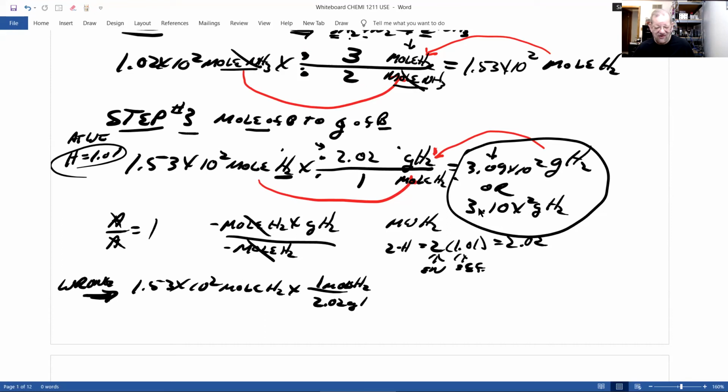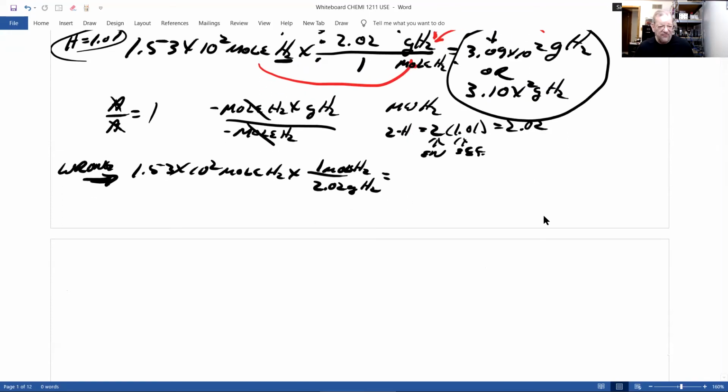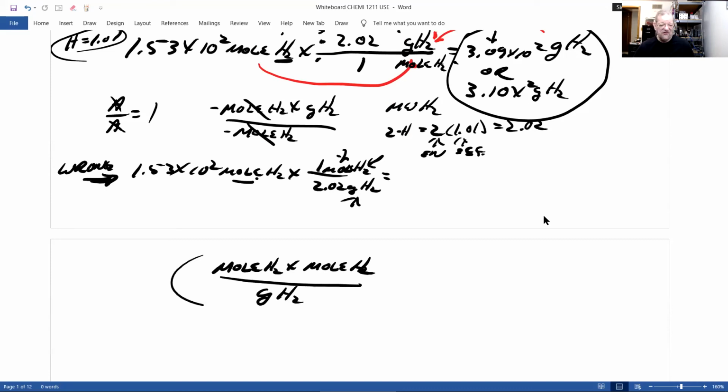I see this on the test all the time. Well, let's look at the wrong one. How can you tell it's wrong? Well, let's just look at the units. Moles of H2 times, oh, look at this, moles of H2 divided by grams of H2. Is this the unit you want your final answer to be?